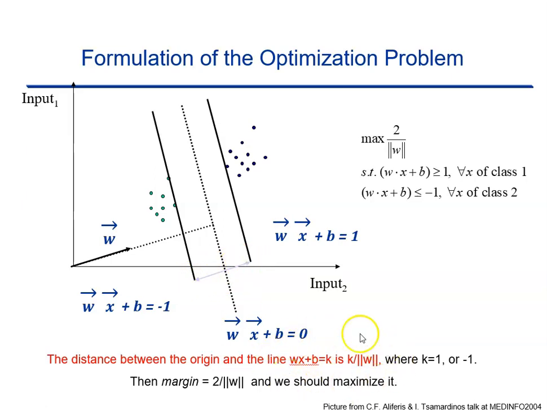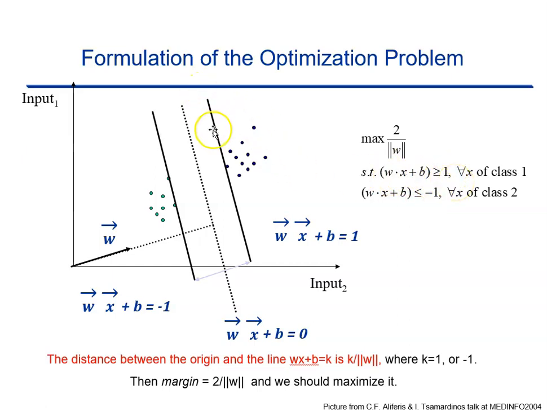To prove this, you have to do a little bit of maths. We won't do it in this lecture, but it's quite easy to prove that the size of the margin is 2 over the norm of w. Now, our optimization problem will be this. We have to find the parameters of the model, w and b, such that for all the points in class 1, the blue class, wx plus b is greater than or equal to 1.